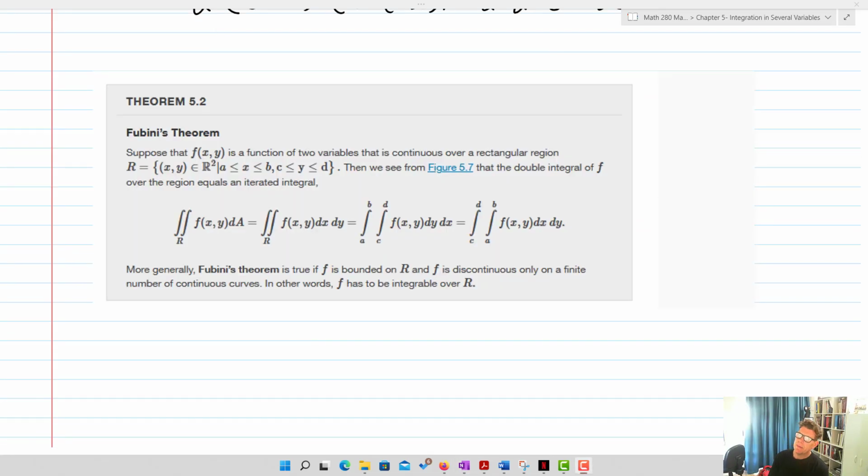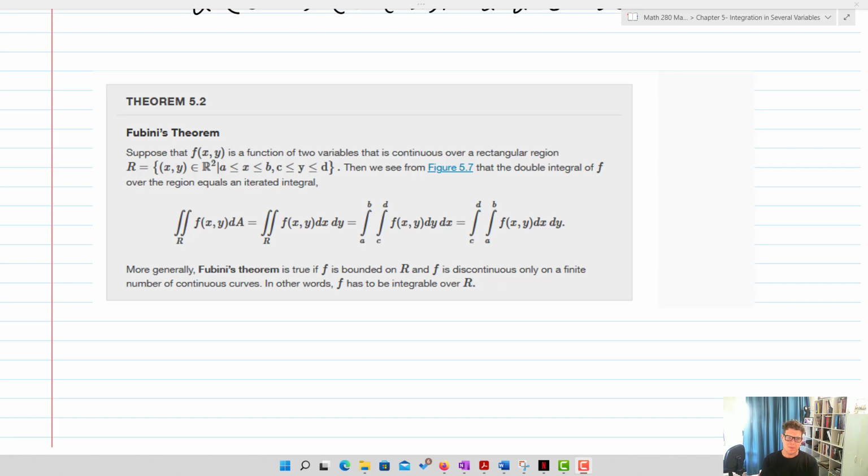Now let's take a look at Fubini's theorem. Fubini's theorem can come in handy when we're integrating over regions where it might be easier to integrate in one direction versus another. Say we have one complex function of x and a less complex function of y. Or if we want to do some proving work.